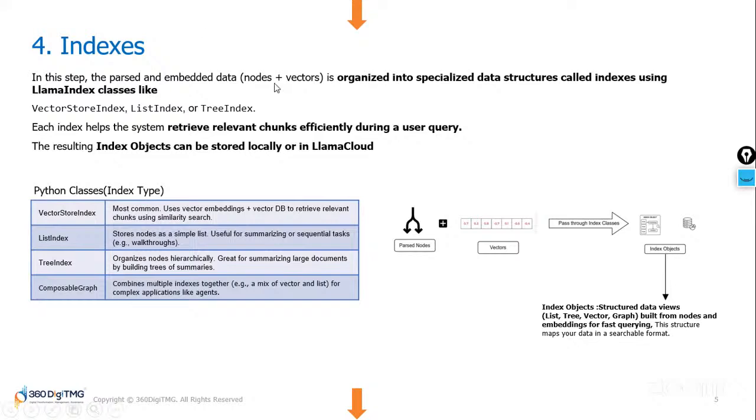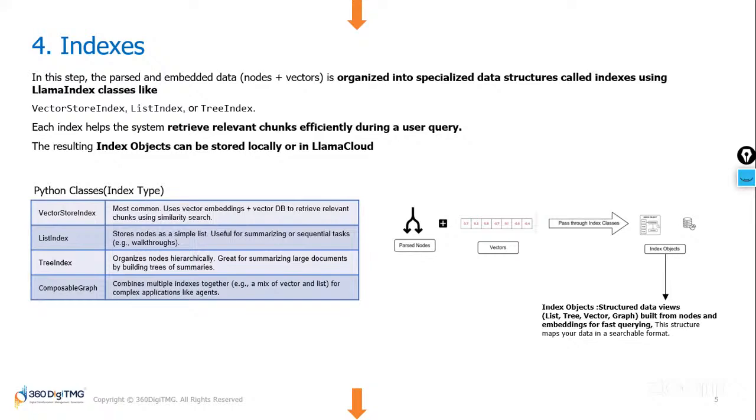So in this step, what happens? The parsed and embedded data, the nodes and the vectors, they will be organized into some specialized data structures called indexes. And we are using LlamaIndex classes like vector store index, list index, tree index, all of these things. Vector store index is most commonly used to retrieve relevant data chunks using similarity search. List index, this will store the nodes in the form of a list. So whenever you're going through any sequential task or any summarization task, this will help you. Tree index, again, when you're going through some hierarchical data, you're summarizing a large chunk of a document, you can use this. Composable graph, this will combine multiple indexes together for applications like agents, right?